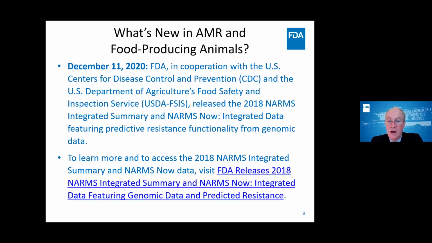And of course, now we have, in addition to our integrated summary, NARMS Now, which features genomic data and predicted resistance. So it's really amazing what we can do, I think, with some of the genomic information, if you think about where we've come from in antimicrobial susceptibility testing methods. So in December of last year, probably pretty soon this year, we will publish our annual update.